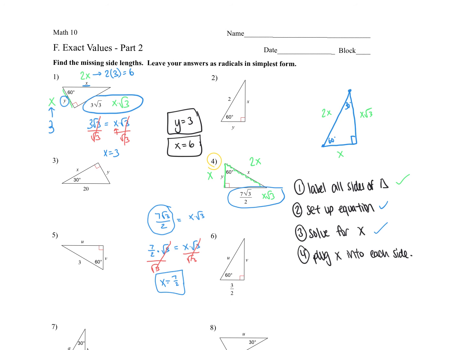Now let's go back to our triangle. So here the short leg is x. We know that's 7/2. So the y value in number 4 is 7/2. And then we know that this side is twice x. So 2 times 7/2, the 2's will cancel again, and we end up with 7. So in this case, x is 7. Okay? I hope that helps.